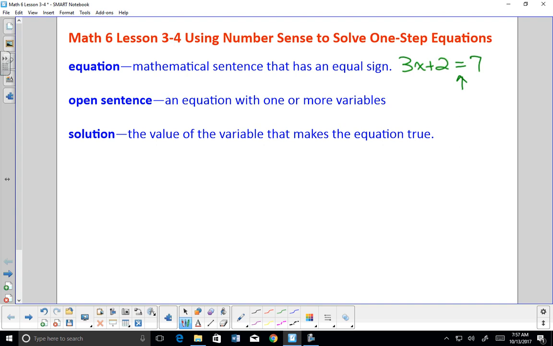An open sentence is an equation with one or more variables. The equation 3x plus 2 equals 7 is an open sentence because it has a variable. Until I tell you what the variable is, you cannot tell me whether or not 3x plus 2 equals 7 is a true or false equation. A solution is the value of the variable that makes an equation true.